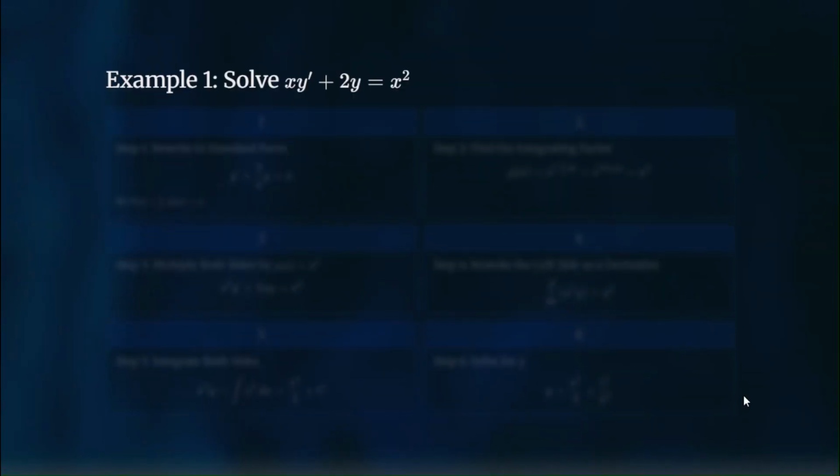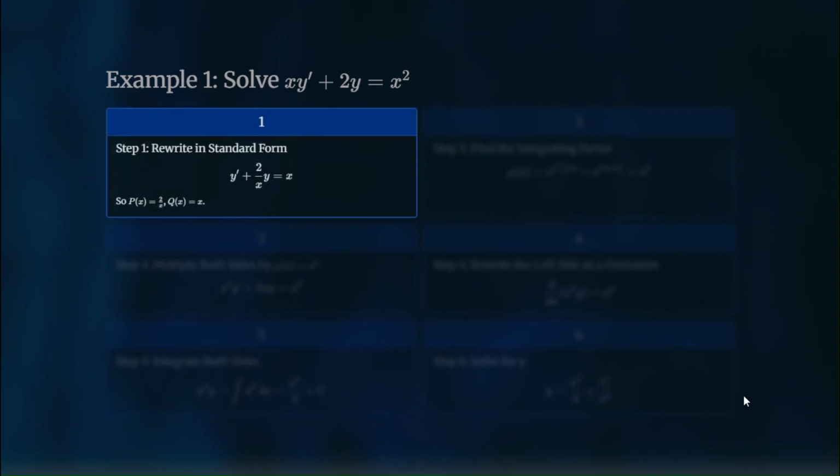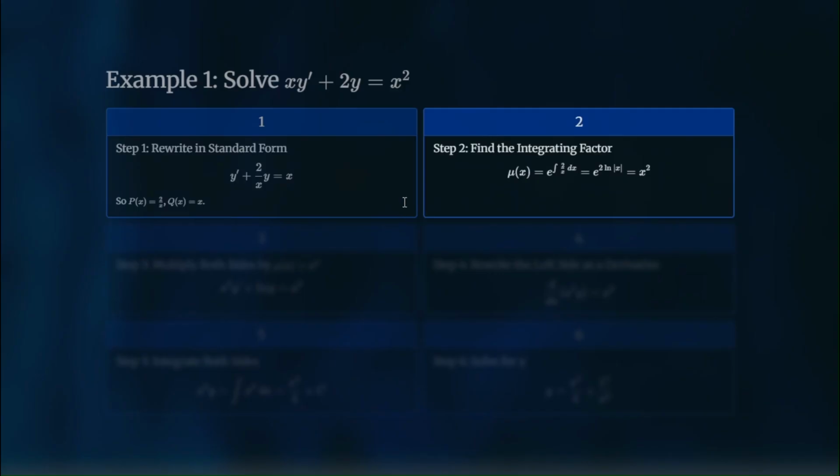In this first example, we want to solve x y prime plus 2y equals x squared. So the first step will be to rewrite this in standard form. In this case, we'll divide everything by x so that we have y prime, plus 2 over x times y, equals x squared divided by x, which is x. So now we have our equation in standard form. In this case, p of x is 2 over x and q of x is x.